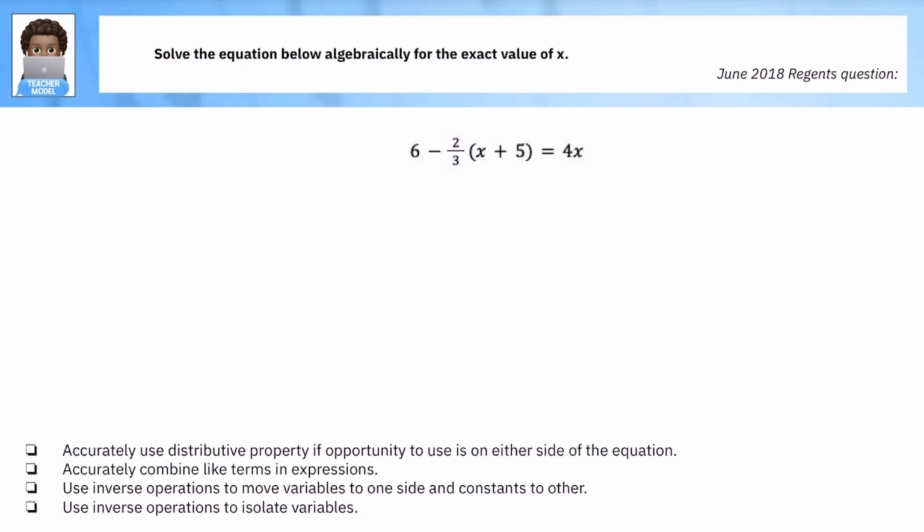Okay, we have a Regents question here. We have some complicated math, so we're going to do it piece by piece. To start off, I already see I have an x on both sides, so I'm going to have to move that at the end. And I also see that I have to distribute. So let's start off with that.